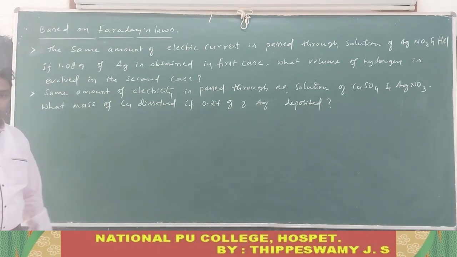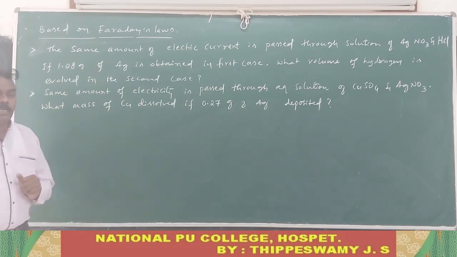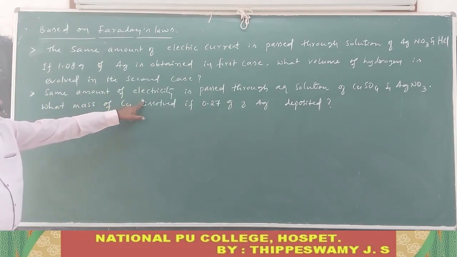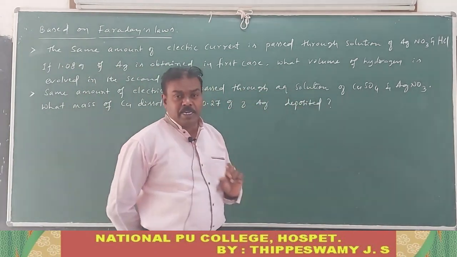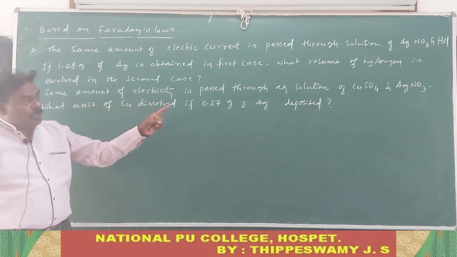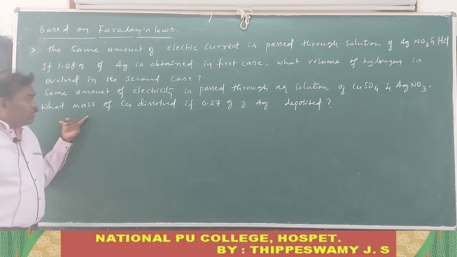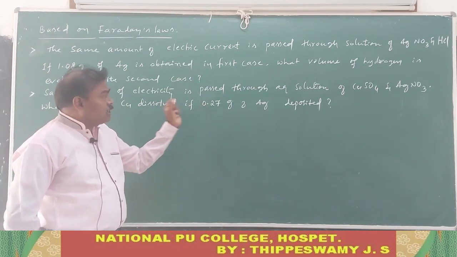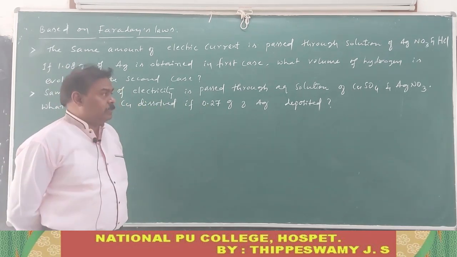Okay, listen to me. Next one, based on the second law also. Here it is: the same amount of electricity is passed through aqueous solutions of copper sulfate and silver nitrate. What mass of copper is dissolved if 0.27 gram of silver is deposited?